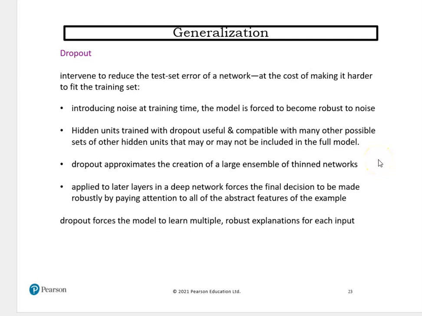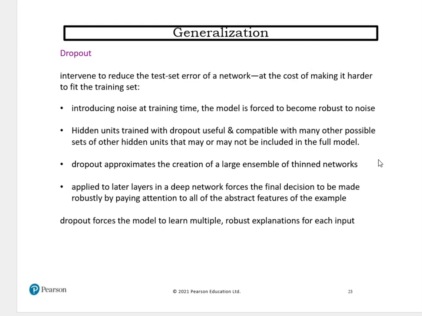So another way that we can try to reduce the test set error of a network, or the generalization error, even though it's not going to fit the training set as well, is to use what's called dropout. At each step of training, dropout applies one step of backpropagation learning to a new version of the network that is created by deactivating a randomly chosen subset of the neurons.